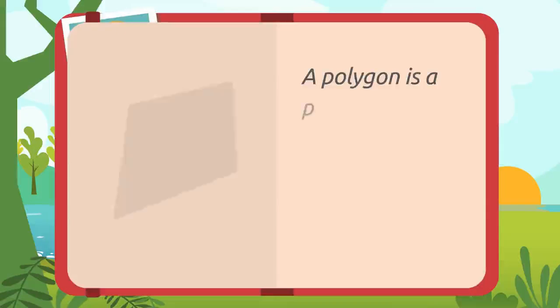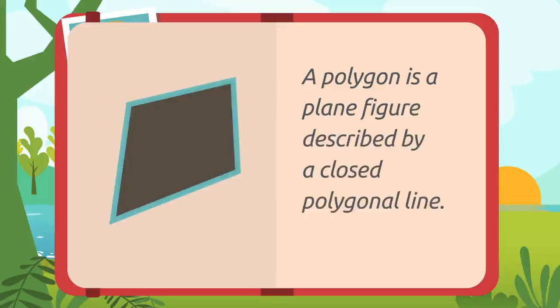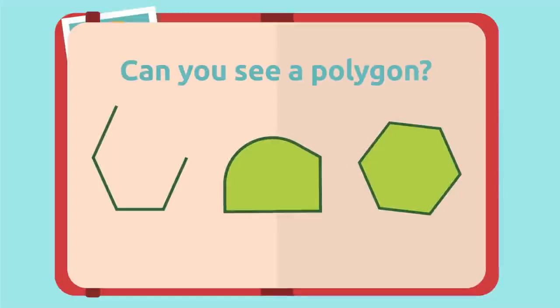A polygon is a plane figure described by a closed polygonal line. Look at these shapes. Can you see a polygon? The first shape is not a polygon because its polygonal line is not closed. The second shape is not a polygon either because it has a curved side. That's it! The third shape is a polygon because it's formed by a closed polygonal line.